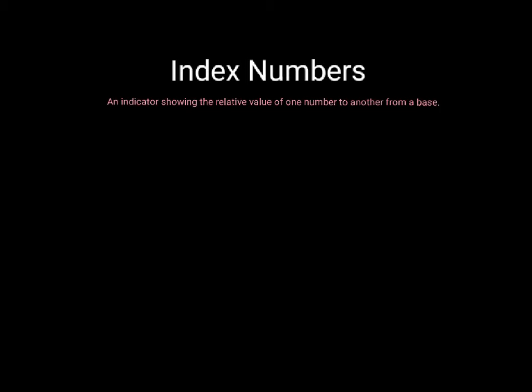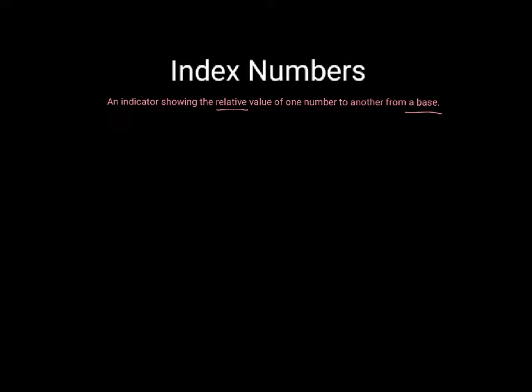So an index number is an indicator, and it shows the relative value of one number to the other from a base. Those are the important aspects. You'll see why as we come back to it. Firstly, the idea of relative is what I was talking about earlier in terms of comparing things with one another, because we're talking about relative values. And then the other one is that we use a base. Normally when we do this, we're talking about time, so we have a base year. So we're talking about relative changes in relation to a base year.